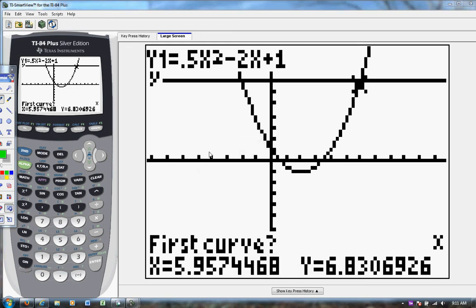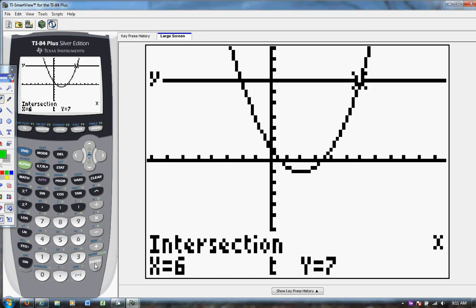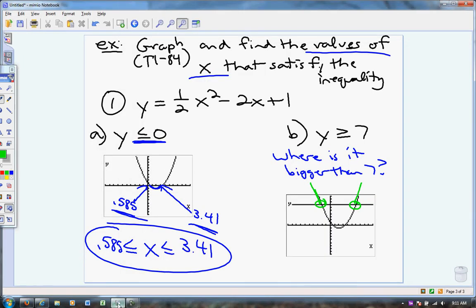Sorry about that. You get it close to the intersection point, you hit enter, you hit enter, and you hit enter again. And it's 6. So our 2 points were -2 and 6, right? So that means that this x value is -2. That is the x value of that intersection point. That's the x coordinate. This x coordinate is 6.